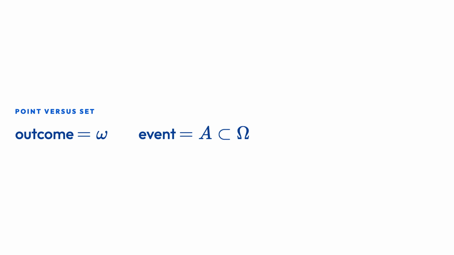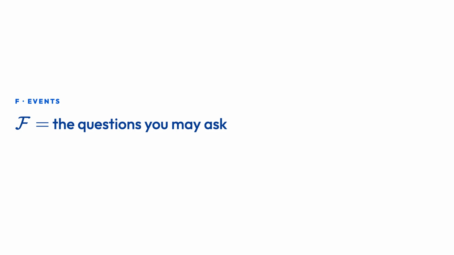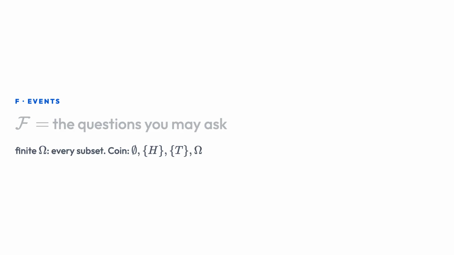One omega is an outcome, a point. An event is a set of outcomes. Heads is an event because it is the set containing the point heads. F is the list of events, the questions you are allowed to ask. An event is a subset of omega that belongs to F. When omega is finite, you may take every subset. The coin has 4 events: empty, heads, tails, and omega.